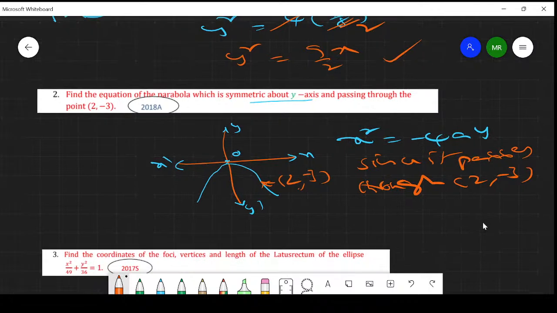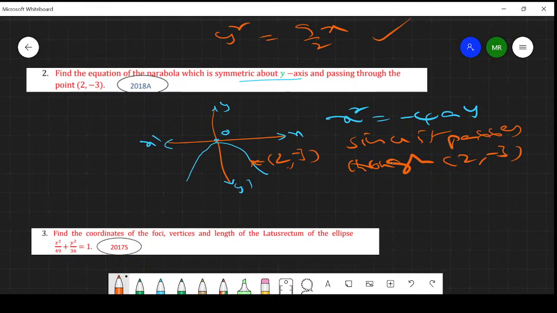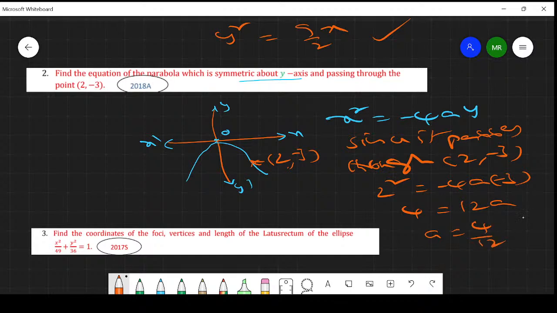If we substitute (2, -3) in the equation, 2 square equal to minus 4a into minus 3. I told you a is always positive. You will get 4 is equal to 12a. Then a is equal to 4 by 12, that will be 1 by 3. Be careful here. You observe that this is a parabola x square equal to minus 4ay, because it is symmetric about y-axis, passing through (2, -3).